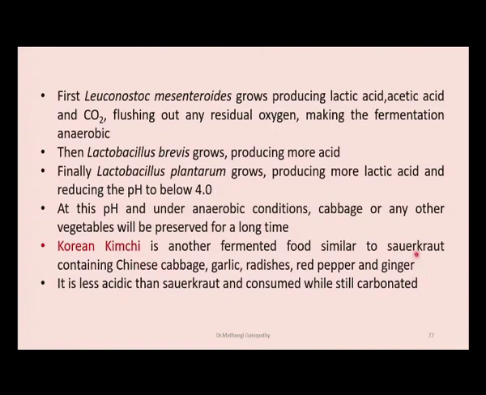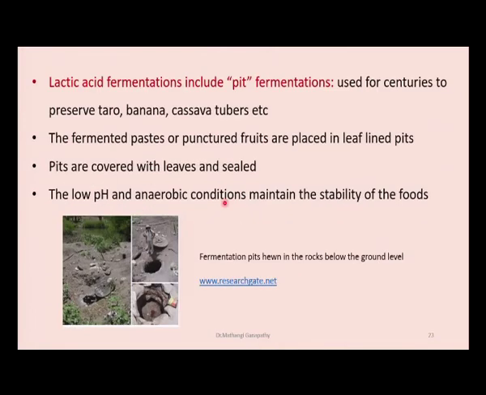It is similar to sauerkraut, but there the vegetables which we add are Chinese cabbage, garlic, radish, red pepper and ginger. The fermentation process is less acidic than sauerkraut. Actually, its consumption is while it is carbonated. Another typical example of lactic acid fermentation is what we call pit fermentation. This has been followed for centuries to preserve taro, banana, cassava tubers, etc.